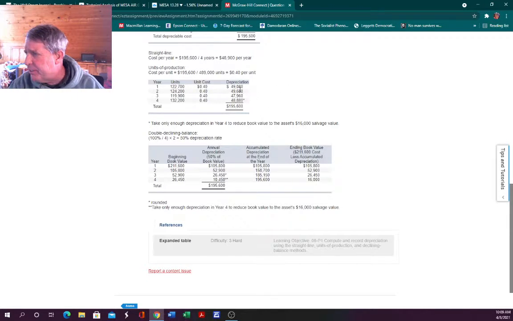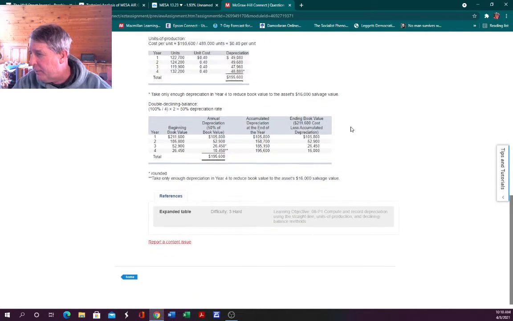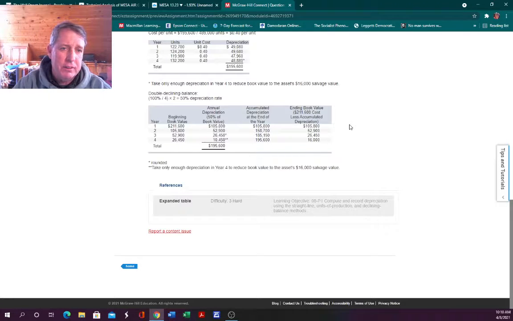So it gives you this depreciation of $49,080. Now, see the asterisks here? Here's the trick, and this is what's going to buy. Take only enough depreciation in year 4 to reduce book value to the asset's $16,000 salvage value. You don't want to go below that salvage value in your depreciation calculation. So that's what usually trips up students. And I hope that answers your question, Joel.